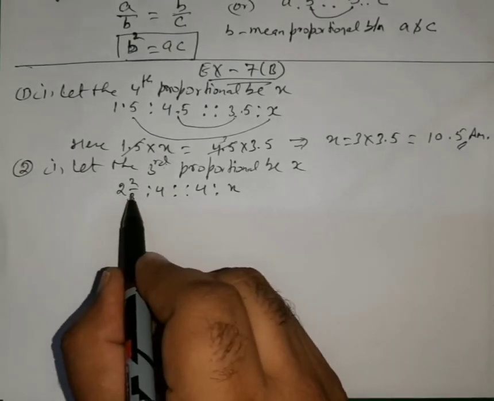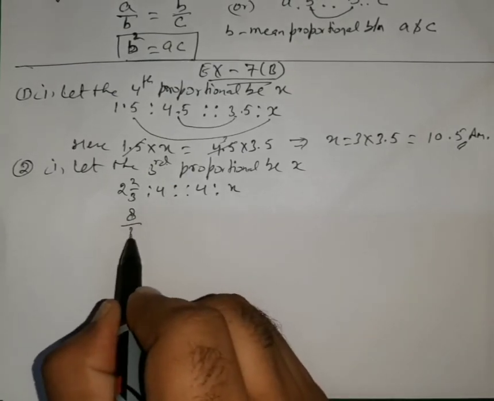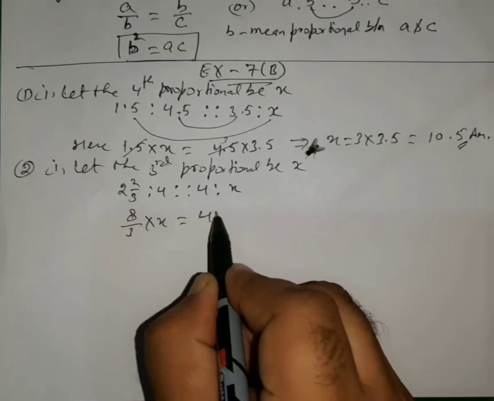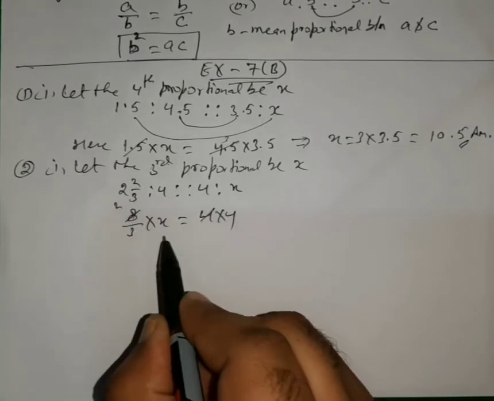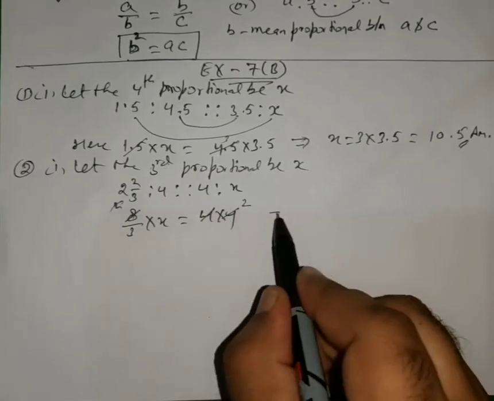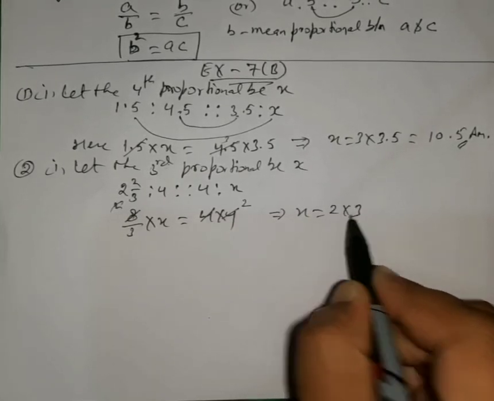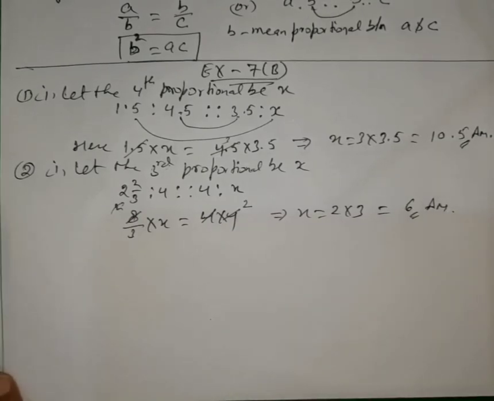So 3 to the 6, 6 to 8. So this is 8 over 3 multiply x. 8 over 3 multiply x is equal to 4 multiply 4. So this will be 4 2s are 8 and 2 2s are. So x will be equal to 2 multiply 3. So that will be equal to 6. So this 6 is the answer for this part.